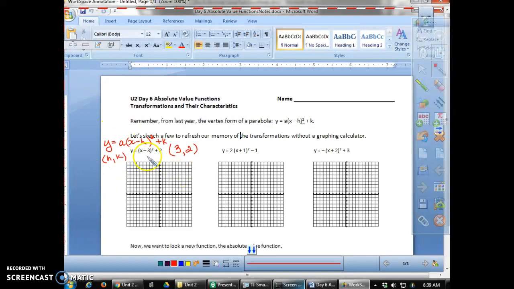Okay, so let's sketch it. So 3, 2. So there's the vertex. This is going to open up because it's a positive 1 out front. And in this unit, you're going to have to graph these. You're going to have to know what I call the moves for these. Your teacher may or may not have taught you this in 9th grade. It is what you learned in 9th grade, but we're not going to actually do data tables for these. We're going to use moves.